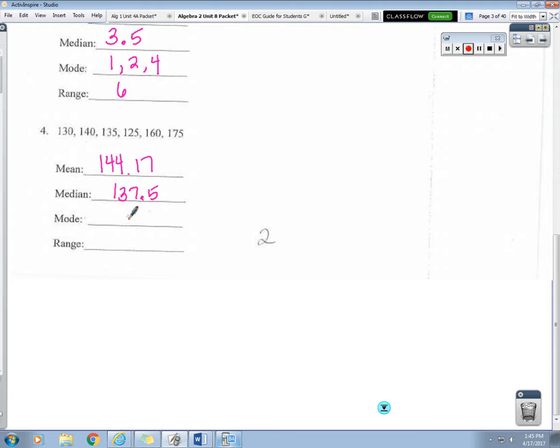Okay, mode. No numbers repeat. And range, 50. 175 down to 125, so 50. Yeah. Okay, next.